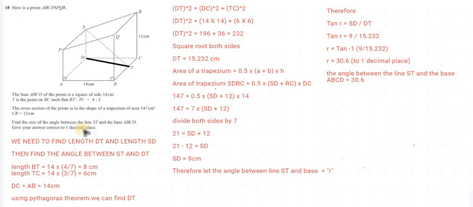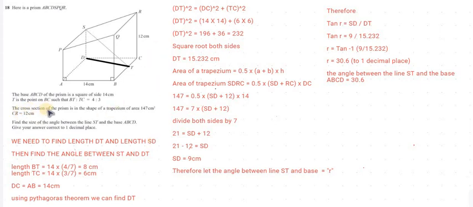Because the final answer needs 1 decimal place. So any number you take from your calculator should be more than what the answer requests, except when you have to round up for the final answer. Okay, so we found the length of DT. Now we need it for SD.